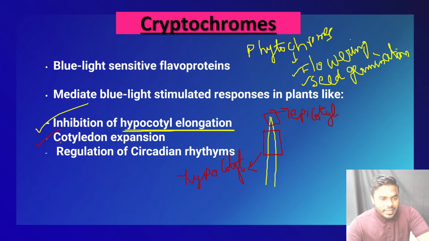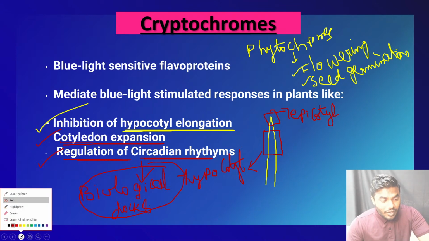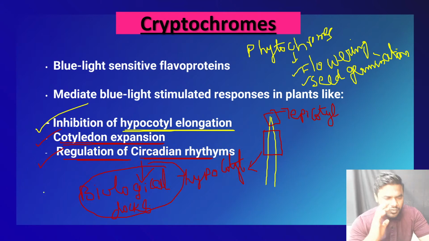Second point, the cryptochrome is involved in cotyledon expansion. Then the third one, it is involved in the regulation of circadian rhythm. What are circadian rhythms? Biological clocks. Friends, we don't read about the biological clocks in this chapter of sensory photobiology. We will read about the biological clocks in Unit 11, evolution. There we will read. But I want every one of you to remember it for the exam point of view without fail.